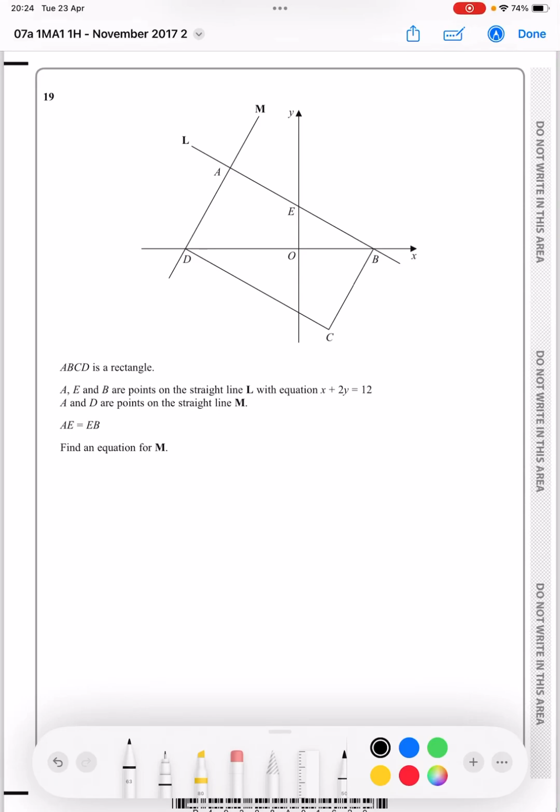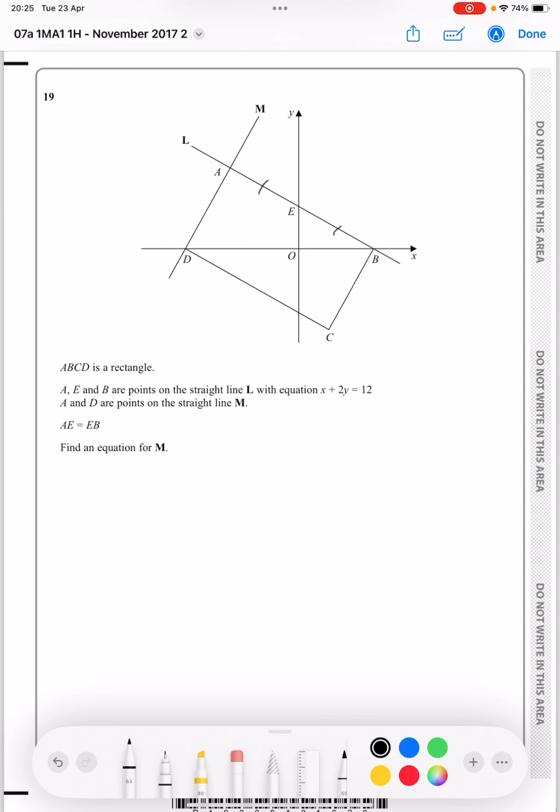Okay, let's have a look at this question. Looks complicated to begin with. ABCD is a rectangle. A, E, and B are points on the straight line L with equation x plus 2y equals 12. A and D are points on the straight line M. AE equals EB, so that and that are the same. Find an equation for M.